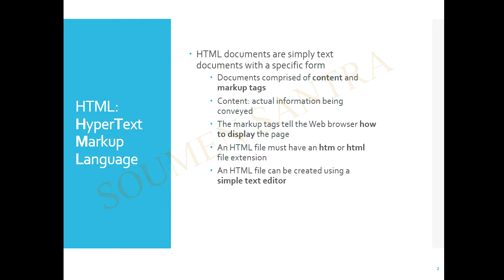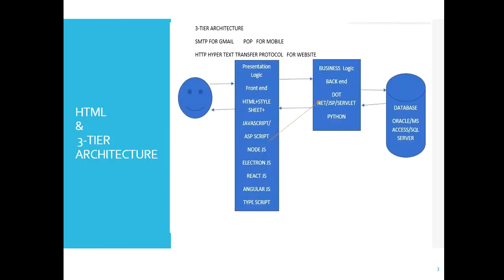We can write the code in a simple text editor like Notepad++, Notepad, or any text editor. Here, this is the three-tier architecture, where I can display the architecture diagram based on a website. Basically, if we use SMTP for Gmail and POP for mobile, then for websites we use HTTP, Hypertext Transfer Protocol.